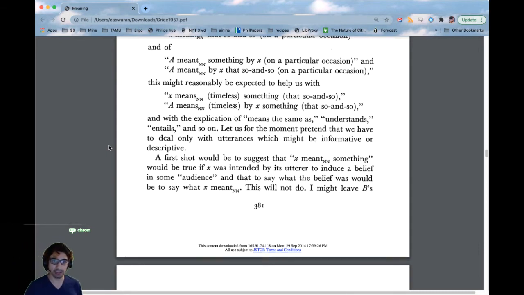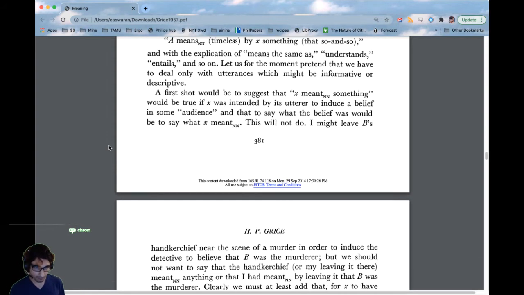So let us for the moment pretend that we have to deal only with utterances which might be informative or descriptive. And here the idea is to avoid considering what do questions mean, what do commands mean, what does poetry mean. Just think about informative or descriptive utterances. And I think this may be an important problem for the theory. We will discuss that more in class and later on about whether this limitation to informative or descriptive utterances is important.